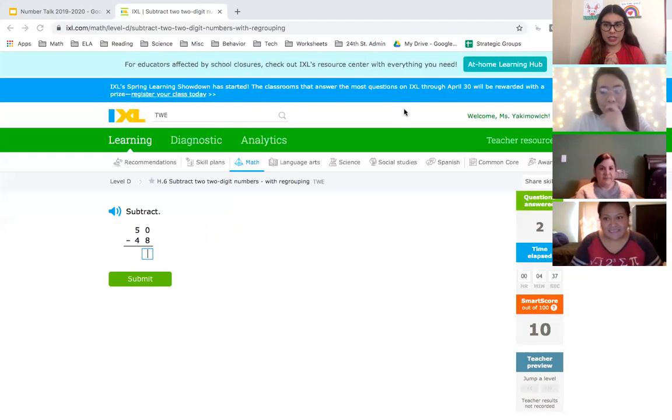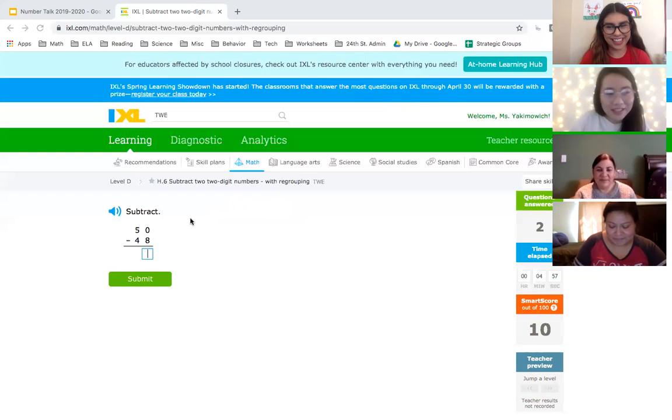Should we choose a strategy of number line or a different strategy? Ooh, what strategy are you thinking? I was thinking maybe number line, because that's easier for me to visualize. Okay, a number line. But unless you guys want to try a different strategy, that's fine too. No, I think a number line is great.